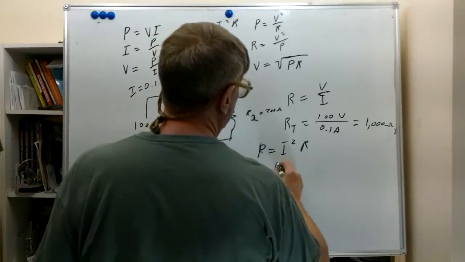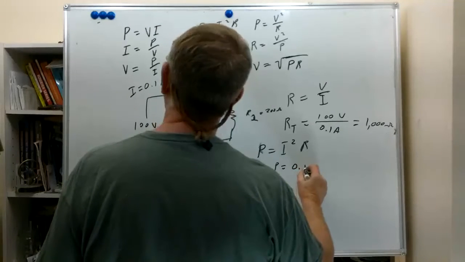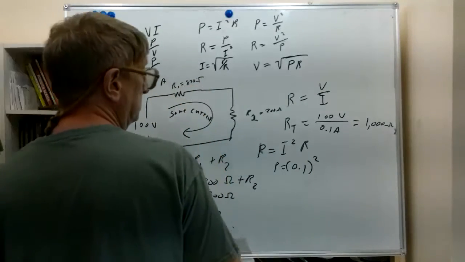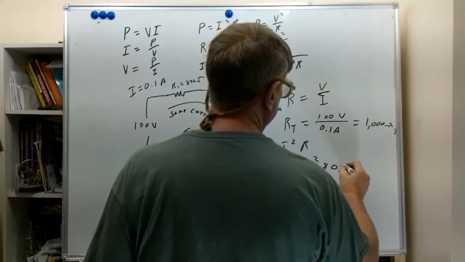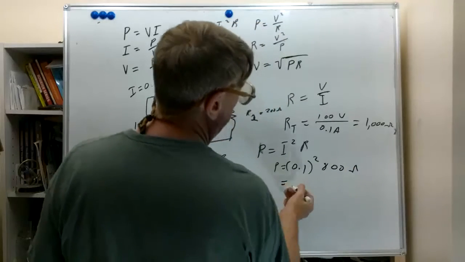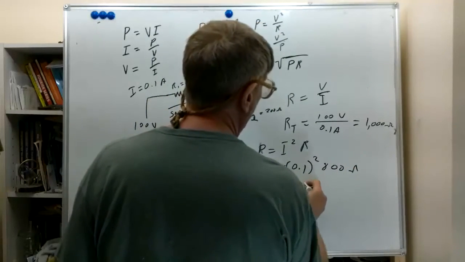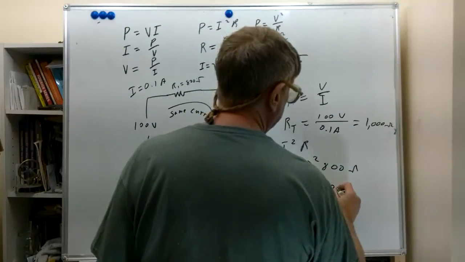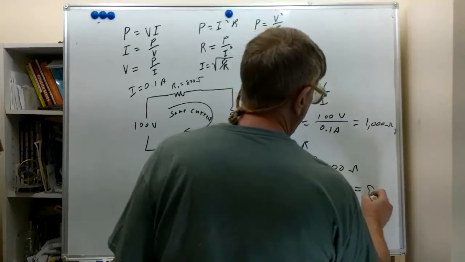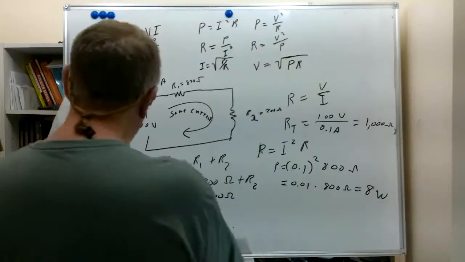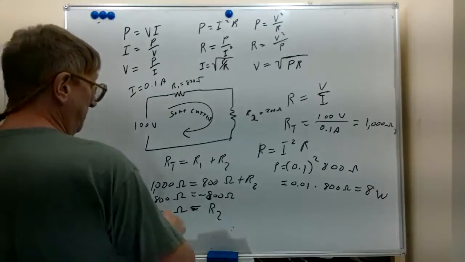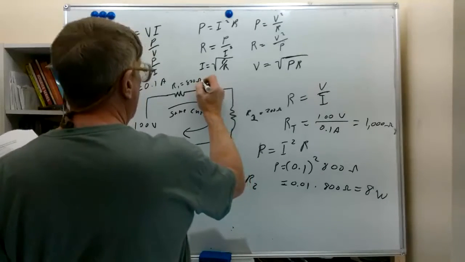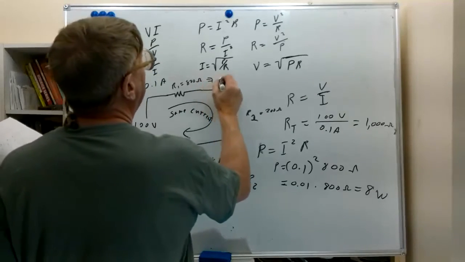So we're going to say power equals 0.1 quantity squared times the resistance, which is 800 ohms. Well, we square that 0.1, we have 0.01, which is basically 1/100th, and we're going to multiply that times 800 ohms, which leaves us with 8 watts. So we need an 800 ohm resistor here, rated to dissipate at least 8 watts.